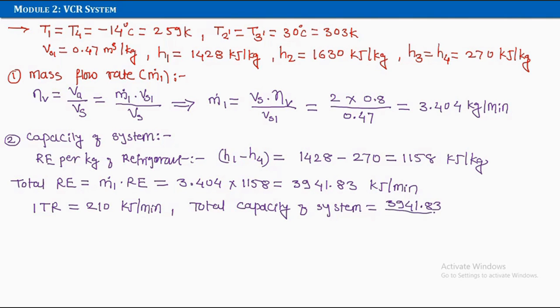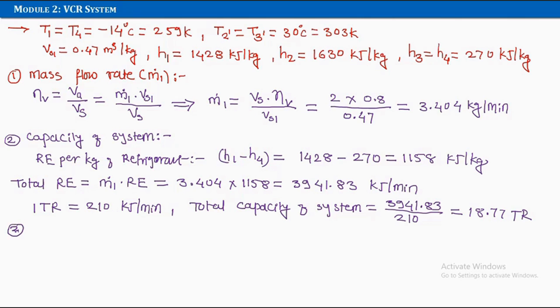3941.83 divided by 210. So that value is equal to 18.77 TR, ton of refrigeration. So the capacity of the VCR system is 18.77 ton of refrigeration.